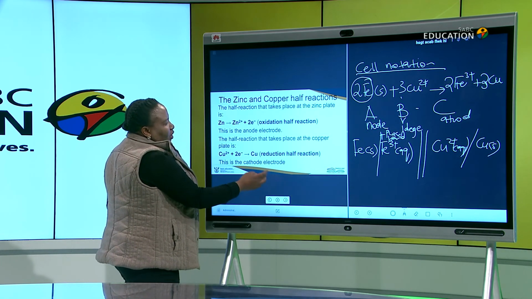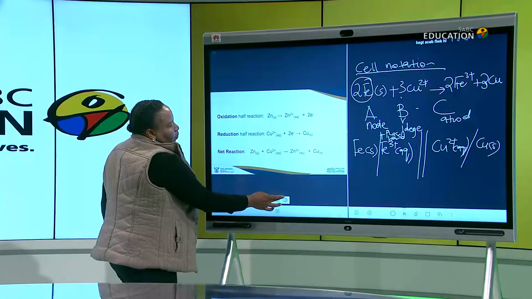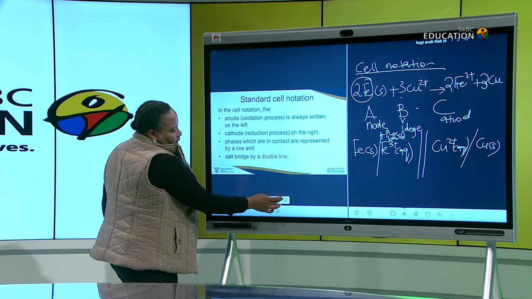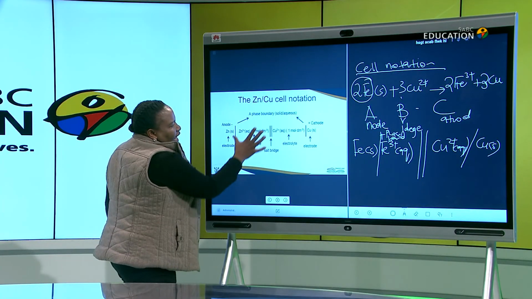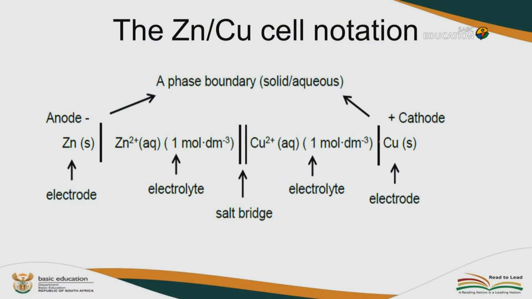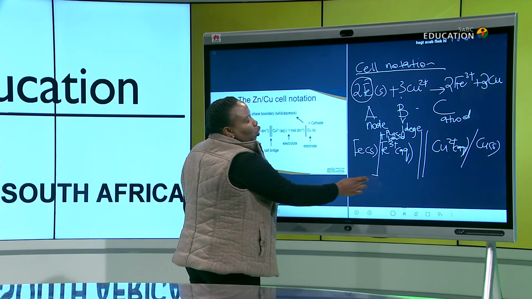Now we can also use the same. This is just explaining the standard conditions. This is what I was trying to refer to, but this one is the cell notation showing the salt bridge. But there are some instances where the phases of the compounds that are reacting are the same. In that instance, we don't use the slash line, but we use a comma.